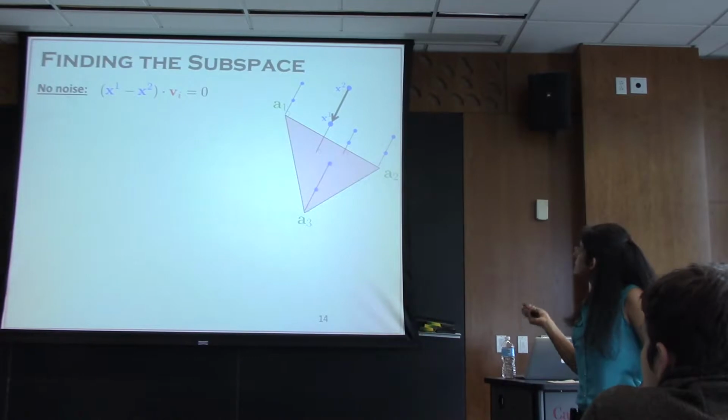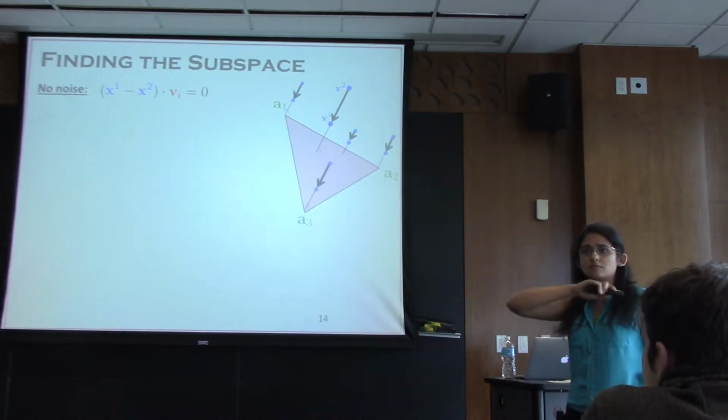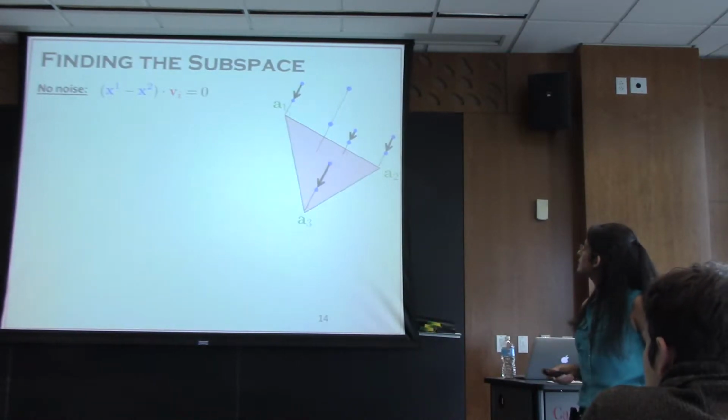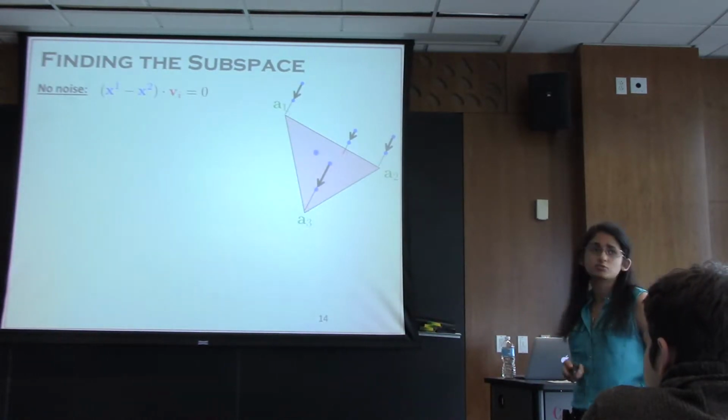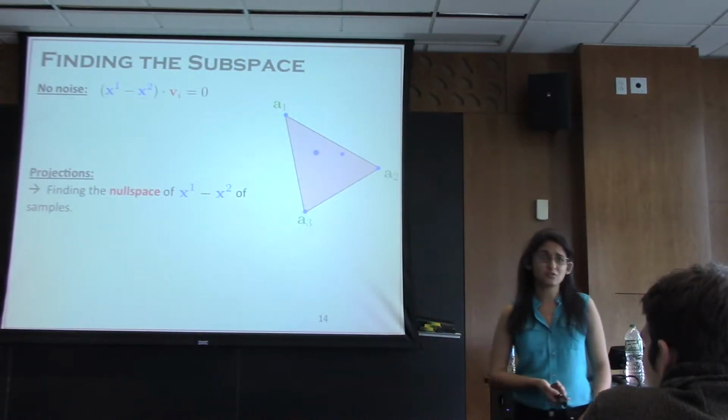So the way you can think about it is that you're going to get all of those vectors, and you want to find a space that is perpendicular to them. So how are you going to do that? And once you do it, you're going to do this projection. But how are you going to do that? There are many different ways of doing this, of course.